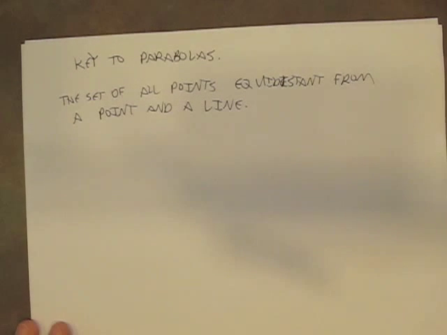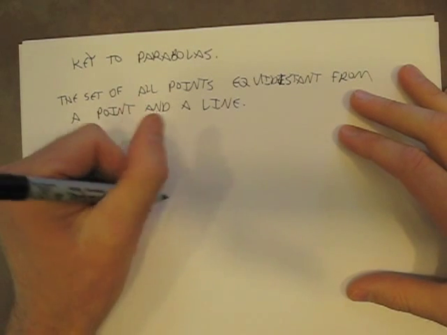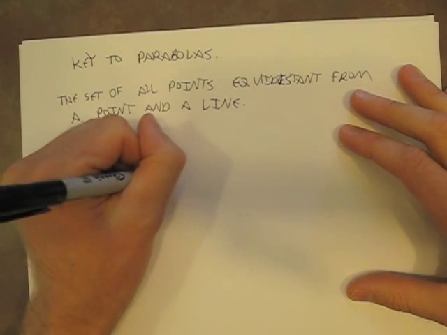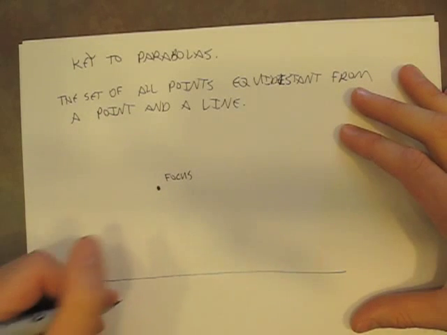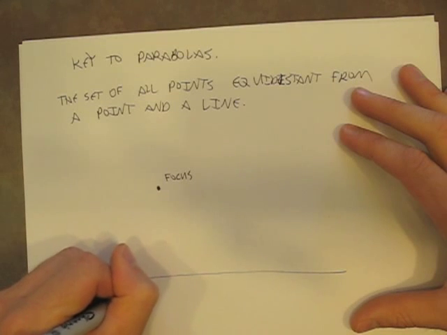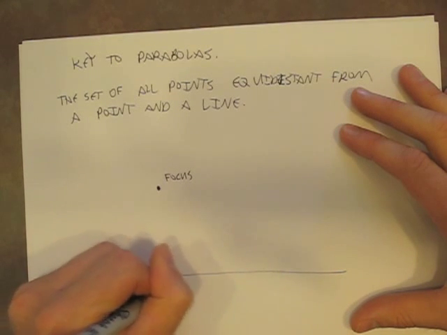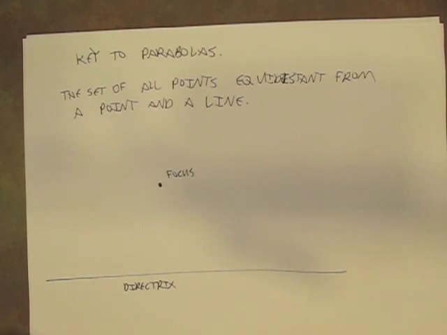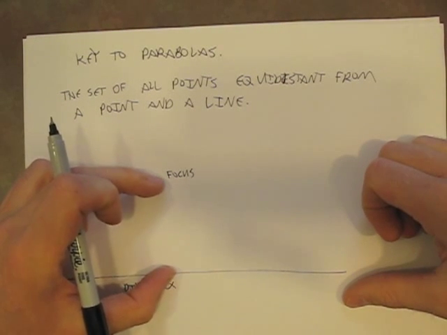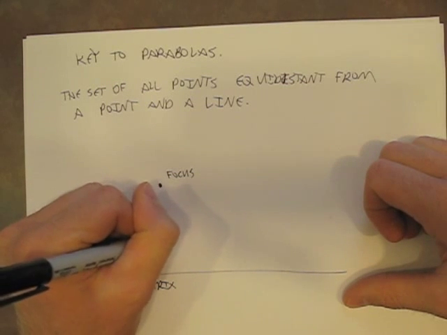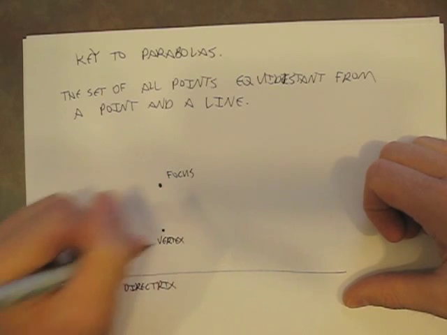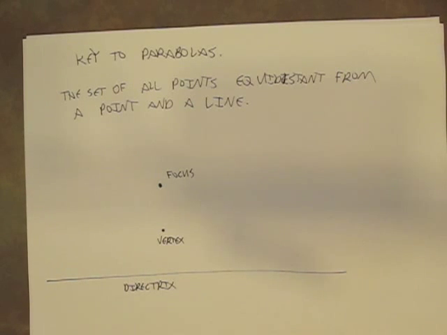The set of all points equidistant from a point and a line. So we have a point, which we're going to call the focus, and we're going to have a line, which we're going to call the directrix, and halfway between those, equidistant between them, we're going to have a point called the vertex.